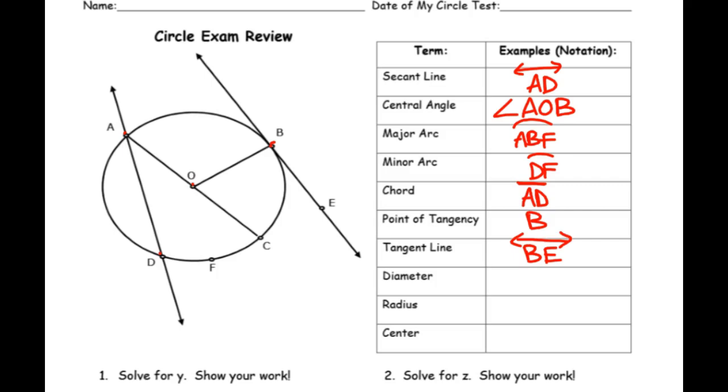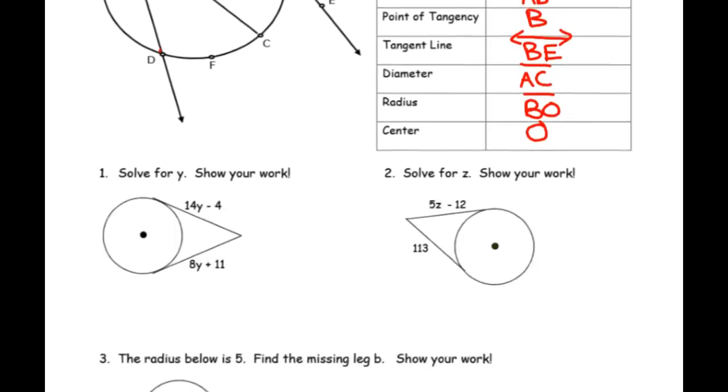Diameter goes all the way through the circle, through the center, so A to C, it's a chord, it's a segment. Make sure you do not put arrowheads on that. Radius is halfway. We could pick B to O. BO. And the center would be the central point at O. So some of these may have more than one answer, which is fine. But these are examples of one.